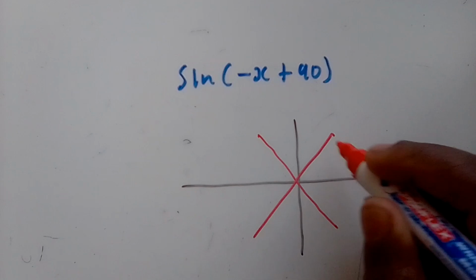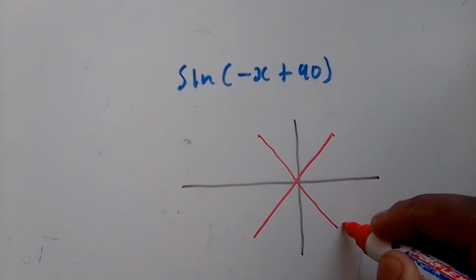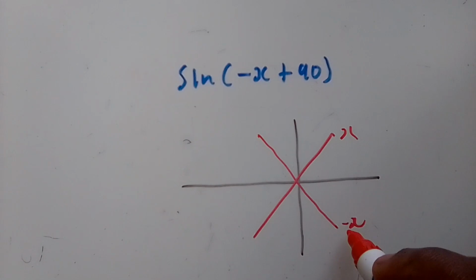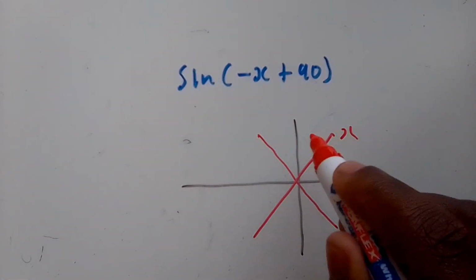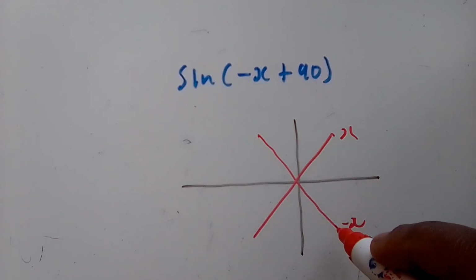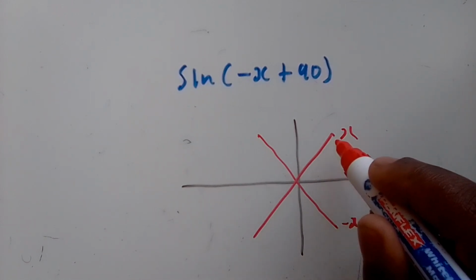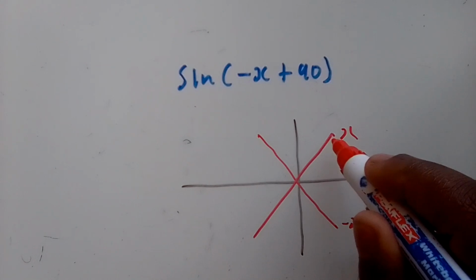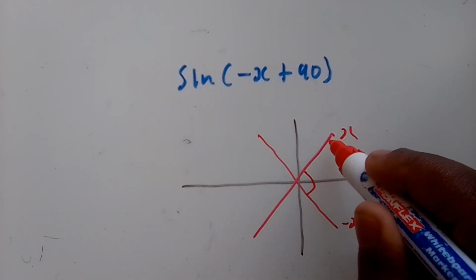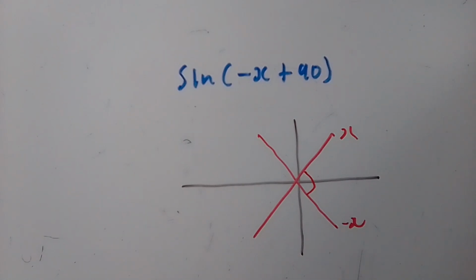Now notice that this is going to be minus x as usual, this is x. So minus x means we have to start here. It says plus 90, meaning that we have to go this direction, the normal direction, the forward direction. So this is going to be plus 90. It's going to come back to the first quadrant. So notice we have moved only 90 degrees forwards, so it's in the first quadrant.